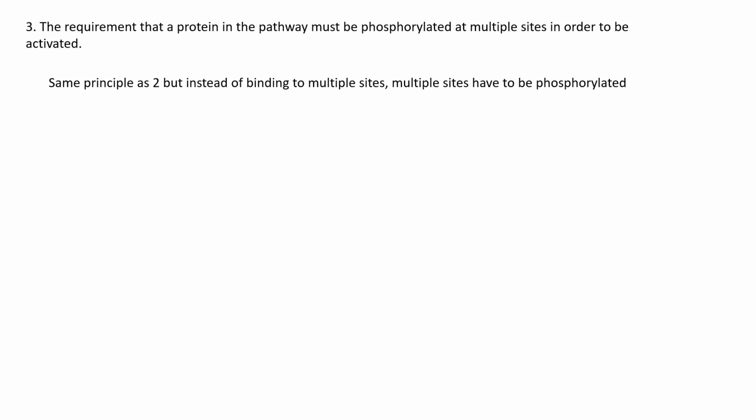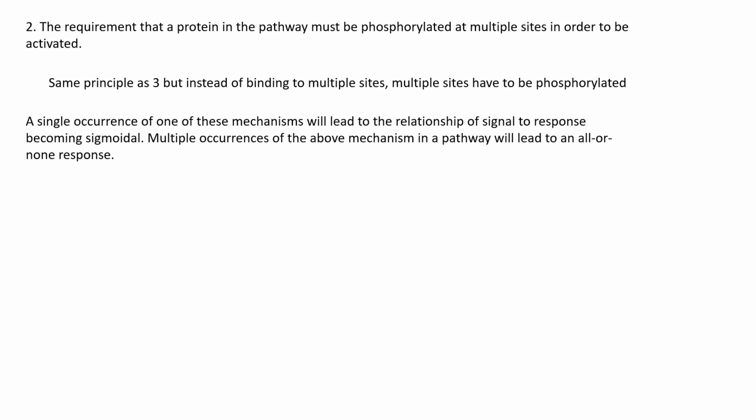And there is no rule that once one site is phosphorylated in a single molecule, all the sites have to be phosphorylated. So you run into the same issue. So if you see within a pathway that a molecule to become fully activated requires multiple phosphorylation events to occur, you know that the signaling molecule to response relationship is going to be sigmoidal and not hyperbolic. A single occurrence of one of these mechanisms will lead to the relationship of signal to response becoming sigmoidal. Multiple occurrences of the above mechanisms in a pathway would lead to an all or none response.